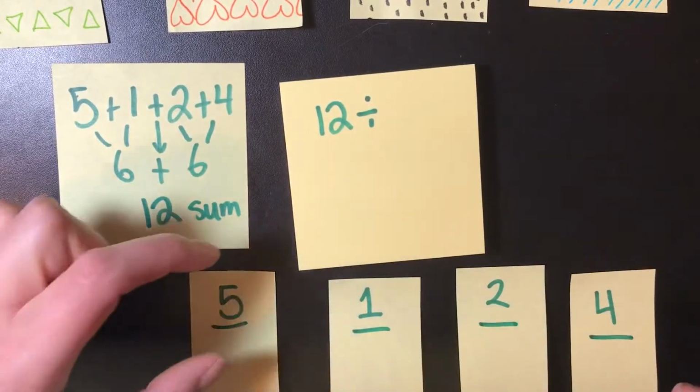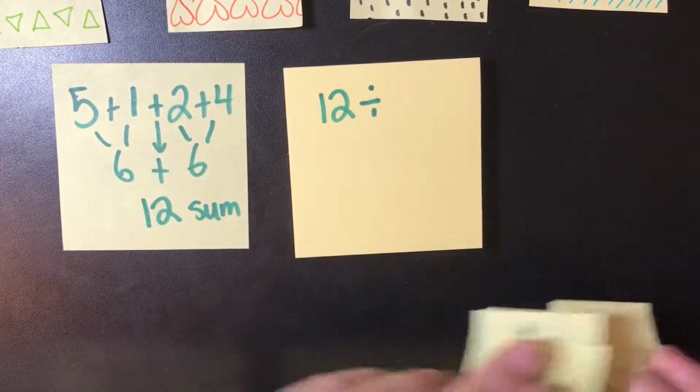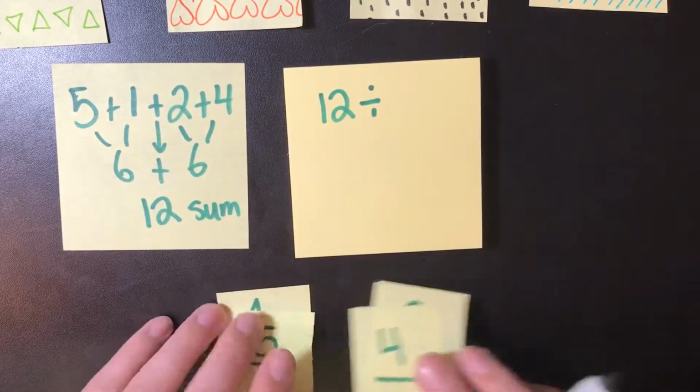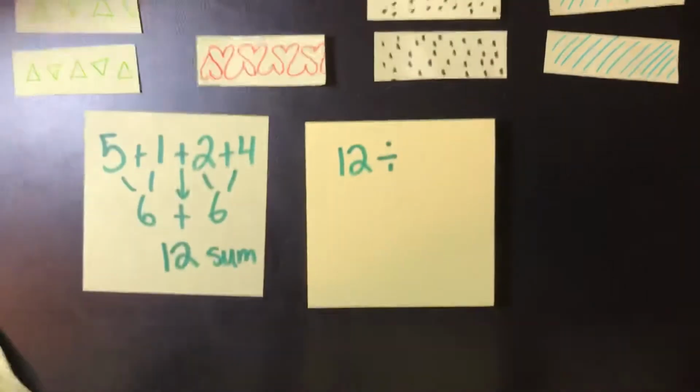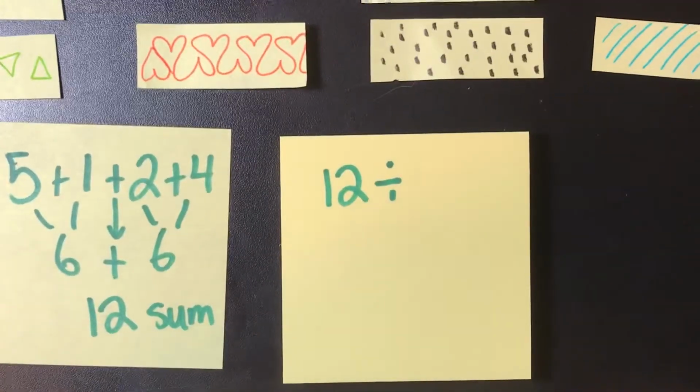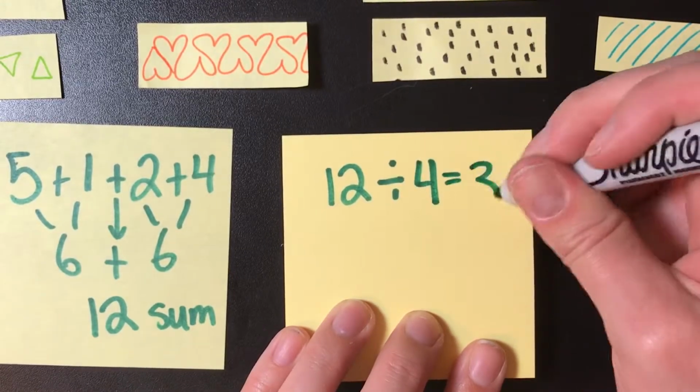It doesn't matter the number. I have 4 different options. So, not just because I have a number 4, but because I had 4 options, like my blocks, I had 4 different numbers. That is what I'm going to divide my sum by. 12 divided by 4 equals 3.